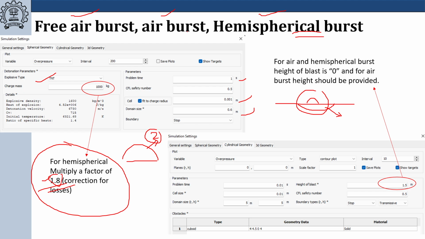Now, the difference between free air burst and air burst. When I am using a free air burst, I will use the height of the blast as 0. So the blast does not occur at the ground level, so it is not reflecting, and it directly propagates into free space. So I will use a height of blast of 0. But if I want some interaction with the ground, or interaction with some obstruction, then I will use a height of blast to simulate the air burst scenario.